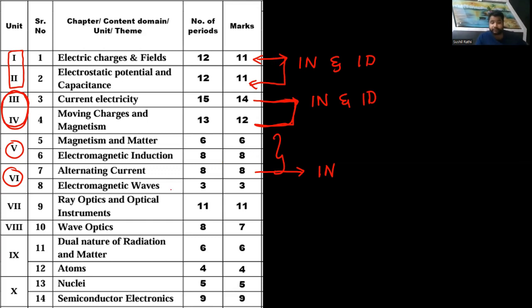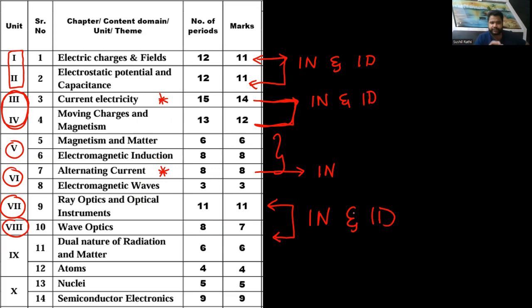And if you ask me, I would put the money on alternating current 100%. This chapter is something very, very important, where they are going to ask us a numerical for sure. Moving ahead, Unit 7 and Unit 8, ray optics and wave optics. My dear students, 100% one numerical and one derivation will come from this chapter.